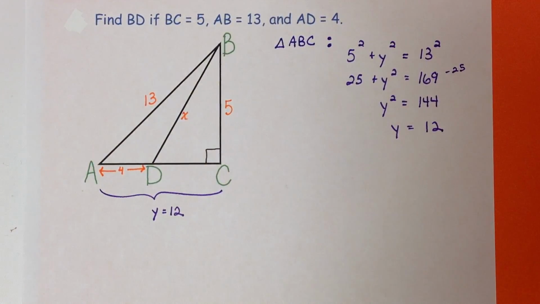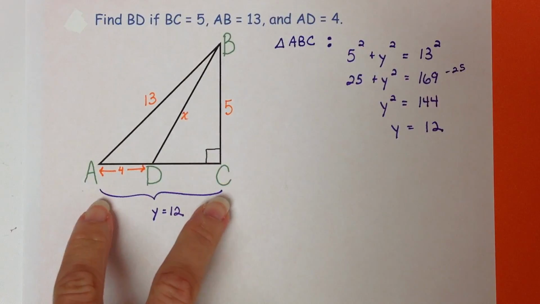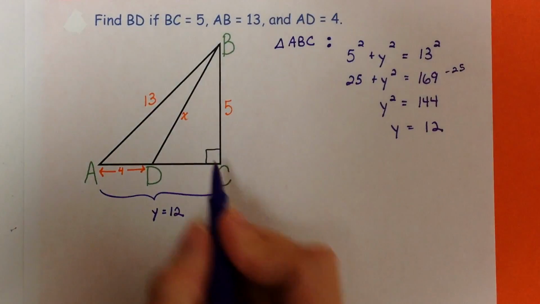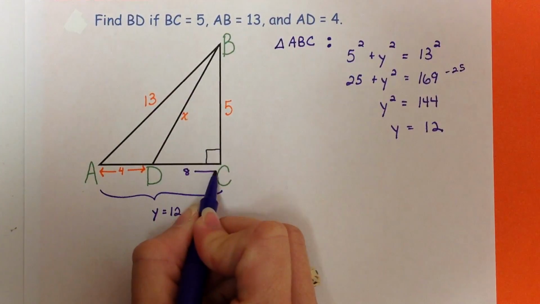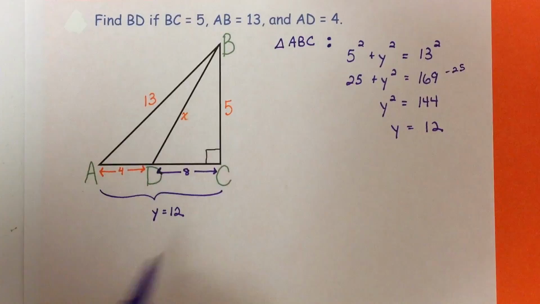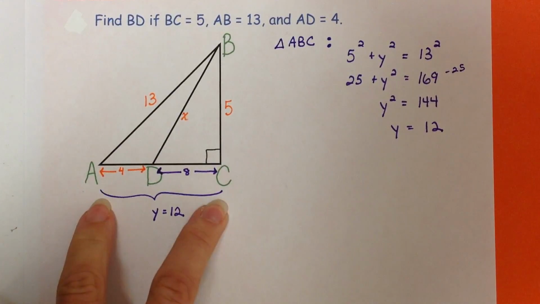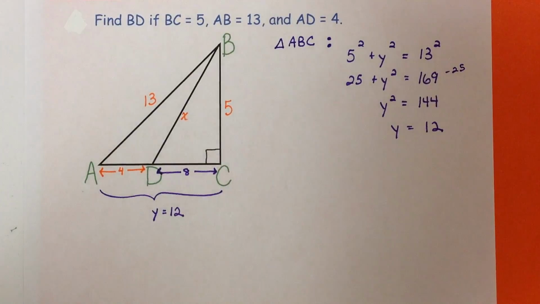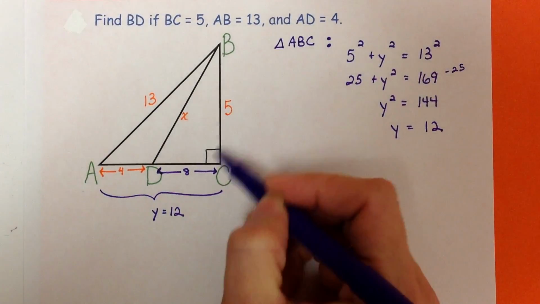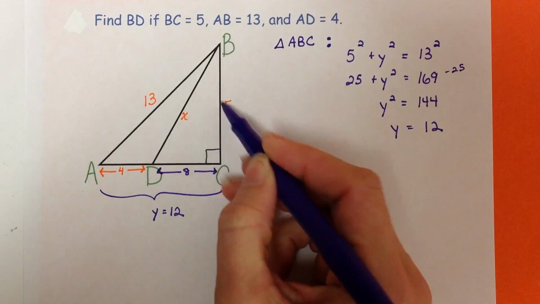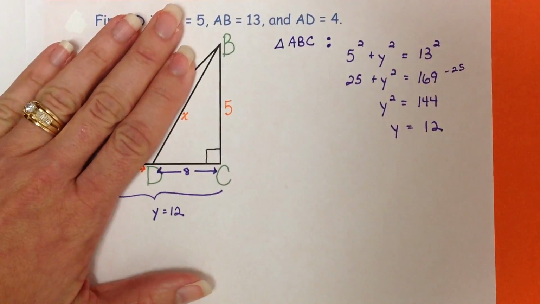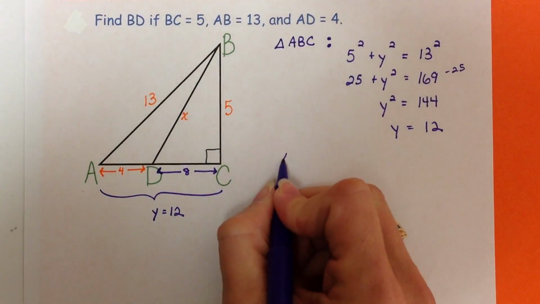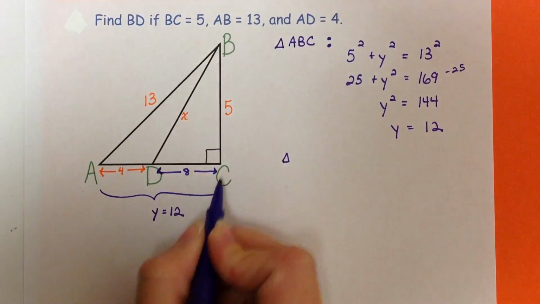Now, if you know the whole distance is 12, then the distance from D to C would have to be 8, because if this portion is 4, the whole thing has to be 12. That would leave 8 from D to C. So now you have 2 sides on this smaller right triangle. Now you can just work with the smaller right triangle and find X at this point. So now I'm working with triangle, let's just call it DCB.